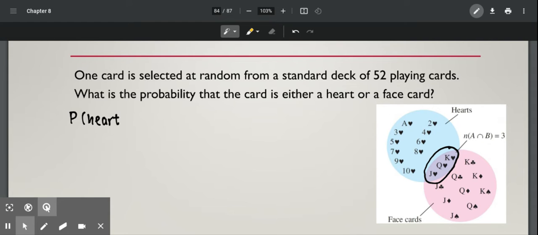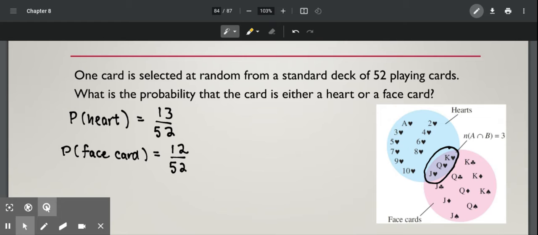So the probability of a heart is 13 out of 52, since 13 of the 52 cards are hearts. And then the probability of a face card, 12 of the 52 cards are face cards. And then we have the probability of both. When you look, 3 of the 52 have both of those characteristics.